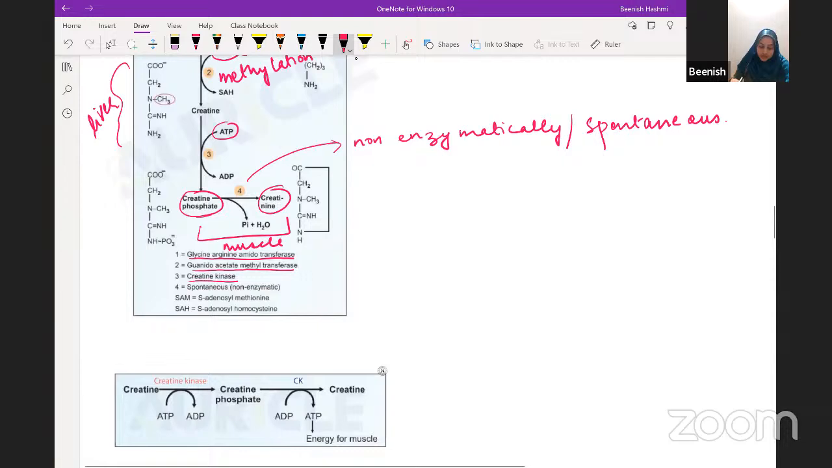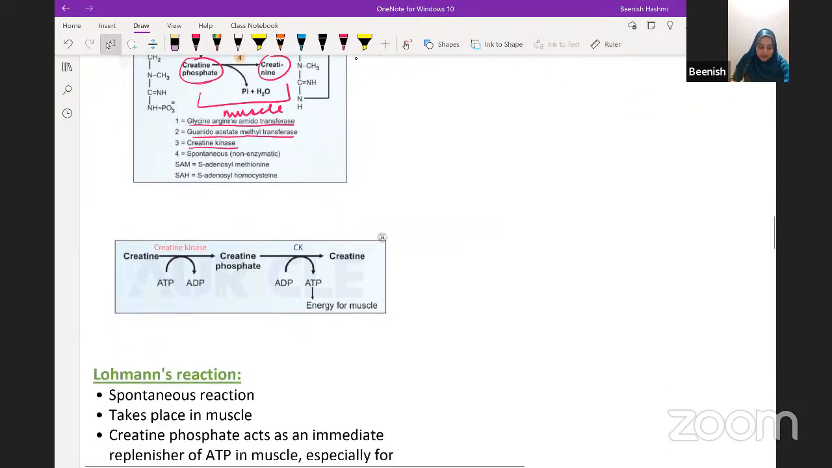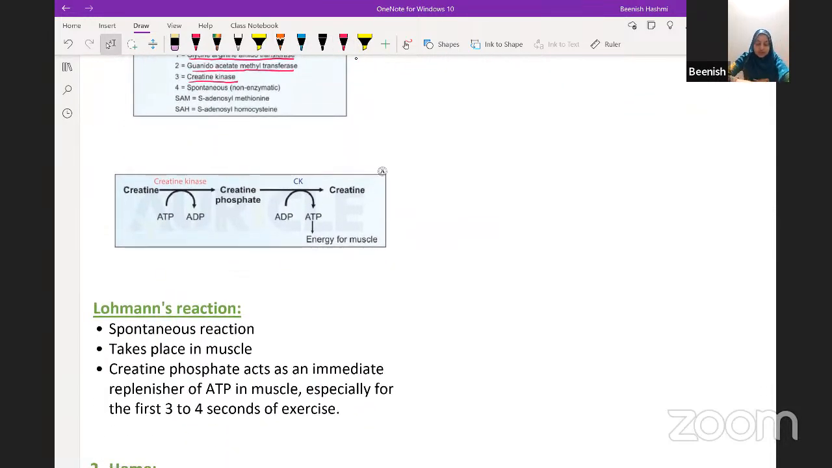This last reaction taking place in the muscle is known as Lohmann's reaction. It is a spontaneous reaction. Spontaneous, no enzymes required, takes place in the muscle. Your creatine phosphate acts as an immediate replenisher of ATP in muscle, especially for the first 3 to 4 seconds of exercise.